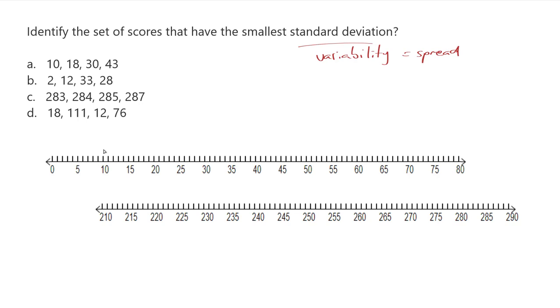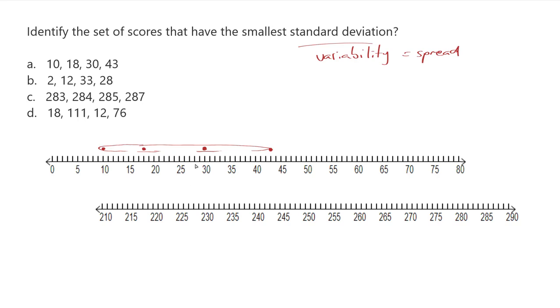So I've got 10. So there's my first value. I've got an 18, so 15, 16, 17, 18, and then 30, and 43. So 40, 41, 42, 43. So these are my values for A. So just to highlight the spread, that's what I'm dealing with there.